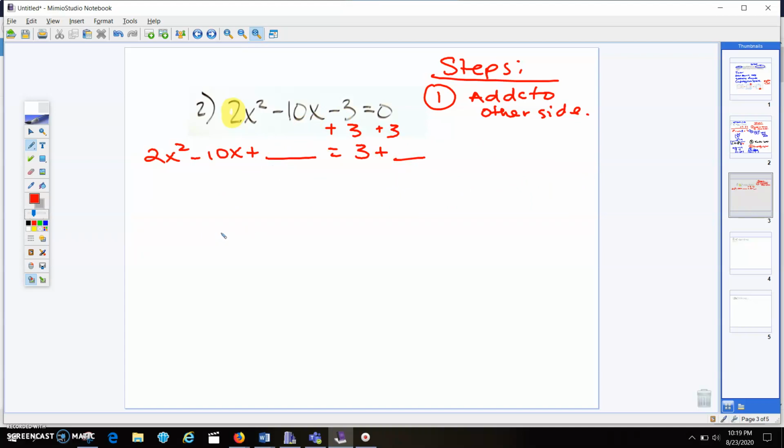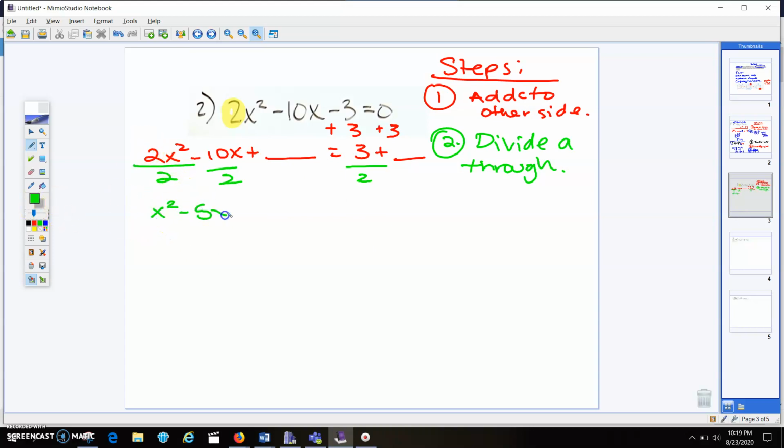Now, in the last problem that we did, the a term was 1. In this case, our a term is 2, which is bigger than 1. So we need to divide this a all the way through. What do I mean by that? This is like the extra step, if you will. You're going to divide a through, so we're going to divide by 2 all the way through. If we do that, we're going to get x squared minus 5x plus blank equals 3 halves.